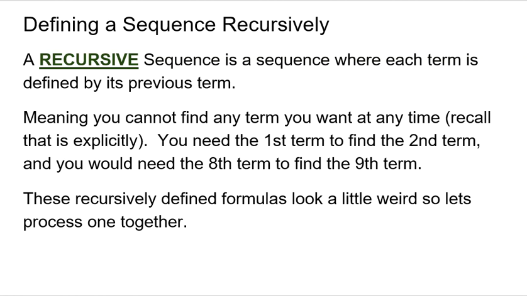But remember, I can't find the 97th until I know the 96th, and I can't find the 96th without the 95th. So a recursively defined sequence is one where you need to know the prior term to move forward to the next term. These recursively defined formulas look a little bit weird, so let's try to process one together.